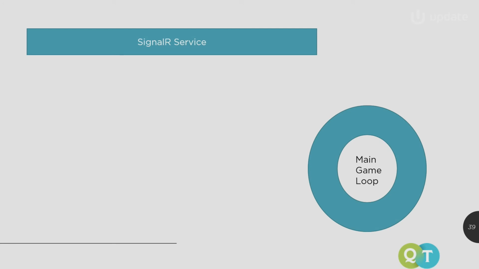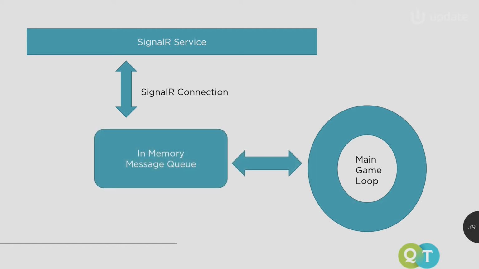Okay, so what we're going to do, we're going to connect to the SignalR service, or right now, instead of the service, we're connecting to a SignalR instance hosted in a web app. And then the main game loop is going to read off of an in-memory message queue, so the messages are coming out of SignalR service, they're going into the message queue, and then the main game loop will pull them out as it gets them.